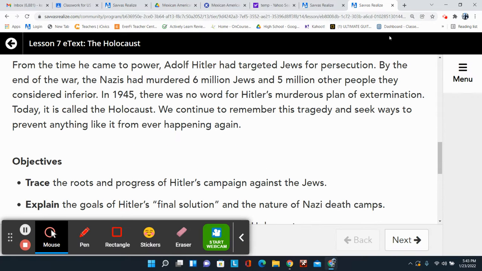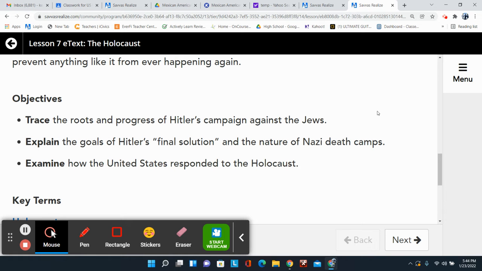From the time he came to power, Adolf Hitler had targeted Jews for persecution. By the end of the war, the Nazis had murdered 6 million Jews and 5 million other people they considered inferior. In 1945, there was no word for Hitler's murderous plan of extermination. Today, it's called the Holocaust. We continue to remember this tragedy and seek ways to prevent anything like it ever happening again.